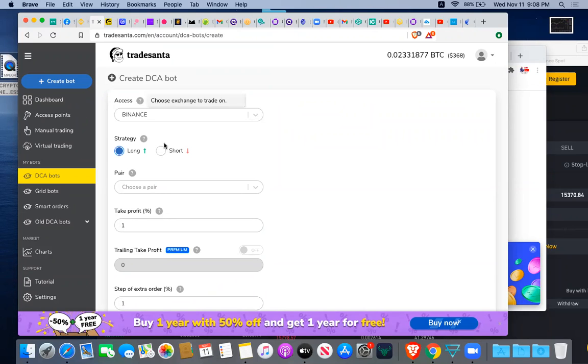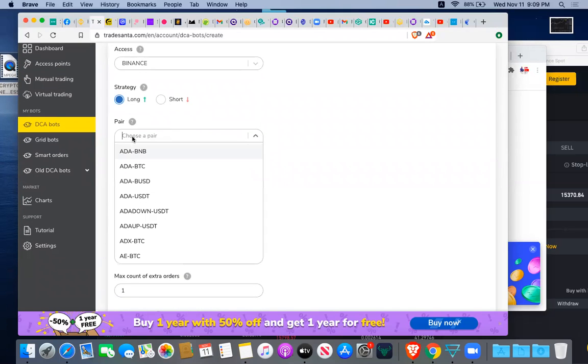It's a choose exchange to trade on. Long means buying coin with quote currency and selling them later at a higher price. Short means selling the base currency you have and buying it later at a lower price. So it's just giving you an explanation of what they are. Okay, so it means strategy. If you decide to go short, it's going to tell you. So we're going long.